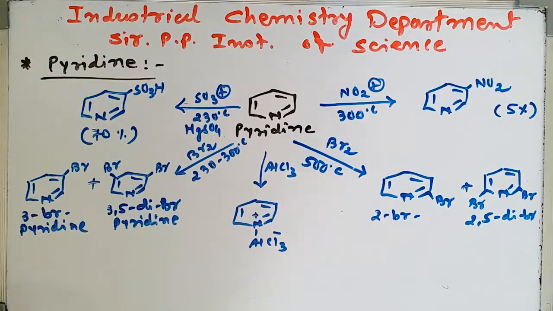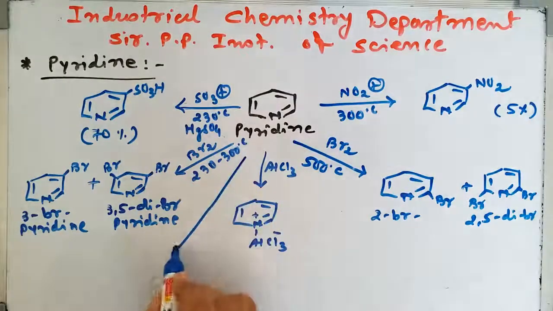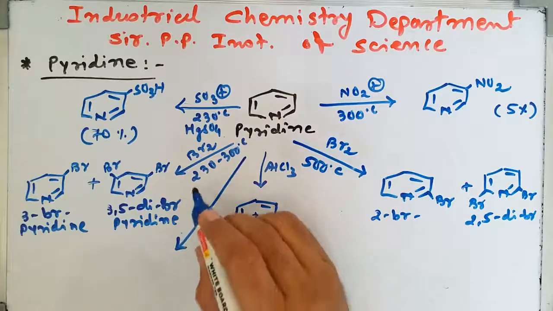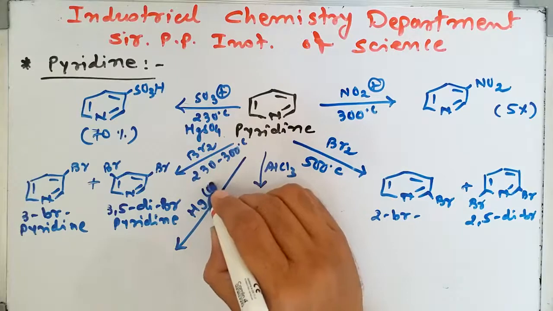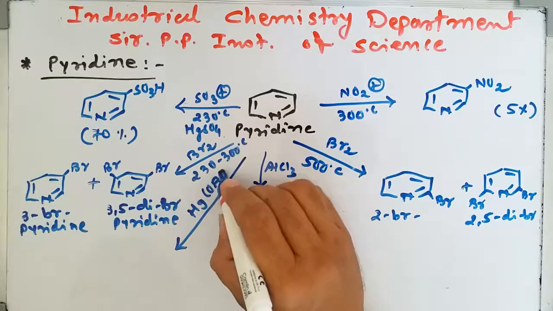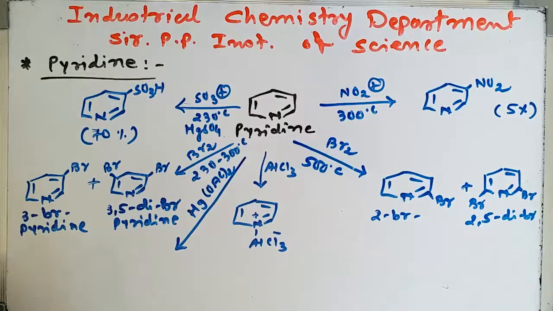But pyridine may be mercurated, I write down here, mercurated with the help of mercuric acetate, Hg(OAc)2, then position 3 is easily mercurated. At position number 3 it is mercurated.